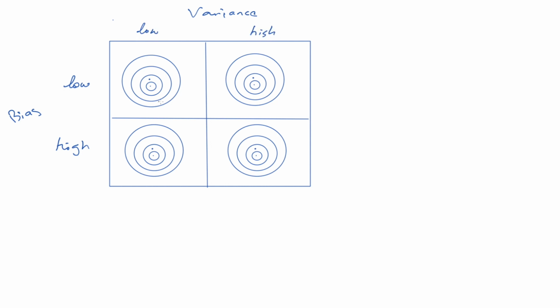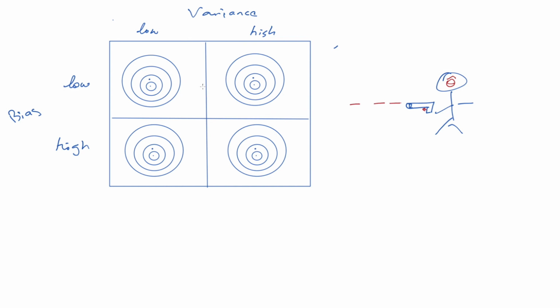So in this quadrant, we have low bias and low variance. In this quadrant, we have low bias but high variance. Basically, forgive my drawing, but just imagine that this is theta hat, and he or she is holding the gun and taking shots. They're shooting a bunch of bullets at these targets.